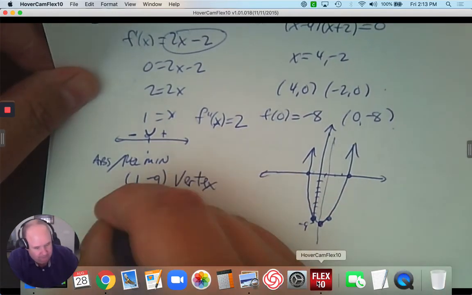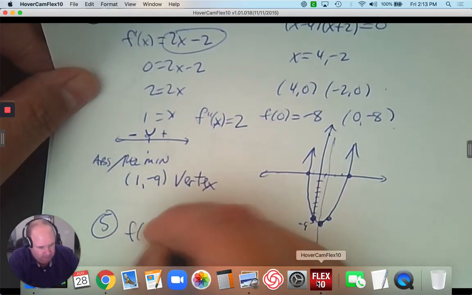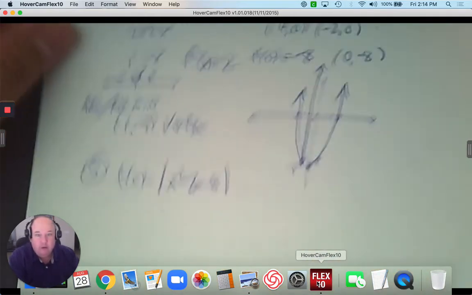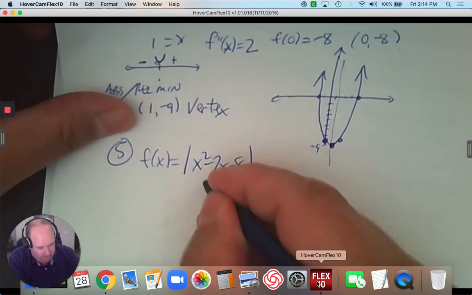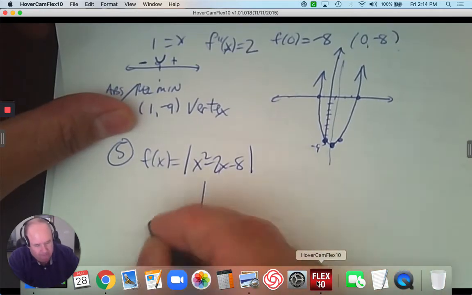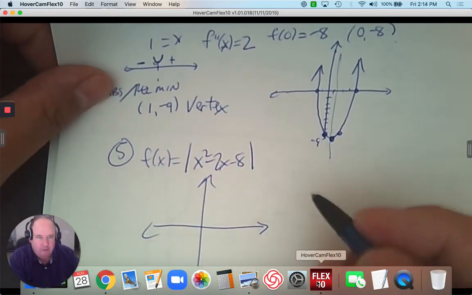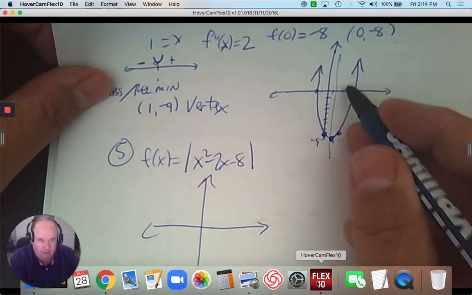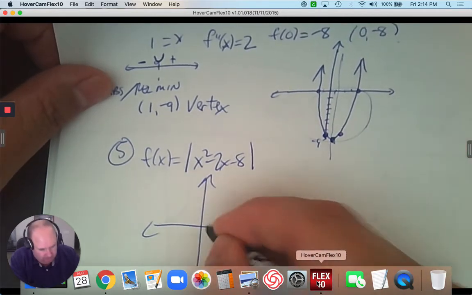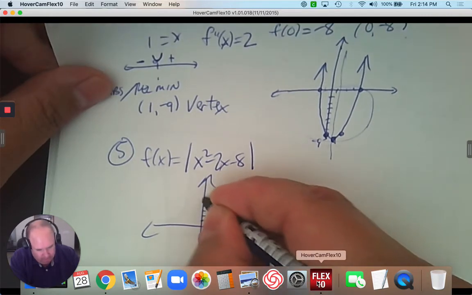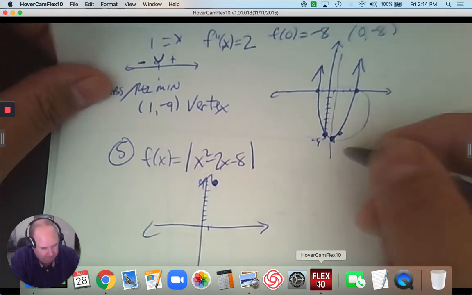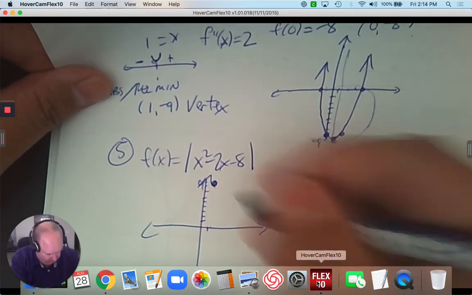Now, what makes number 5 different? It's just the absolute value. So if I want to graph the absolute value and I just know the regular graph without the bars, it just reflects whatever is below, it reflects up. So the lowest point was 1 and negative 9. That becomes 1 and positive 9. So that reflects up. And then these negative points reflect up.